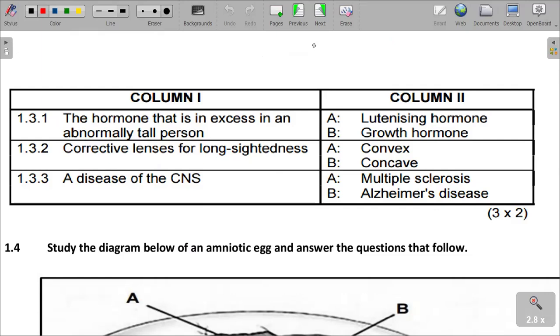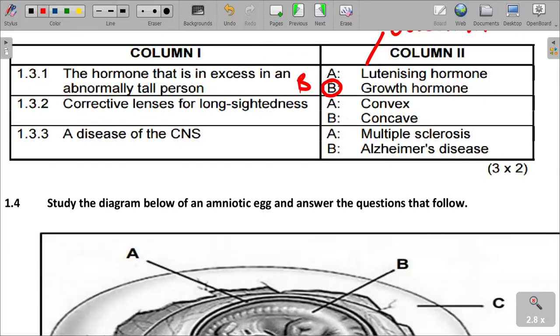We are saying it is caused by growth hormone. Growth hormone causes the extensive elongation of bones and muscles, which causes a person to be abnormally tall, which is B. And then luteinizing hormone, I'm sure that you remember this one, is for what? It stimulates ovulation.